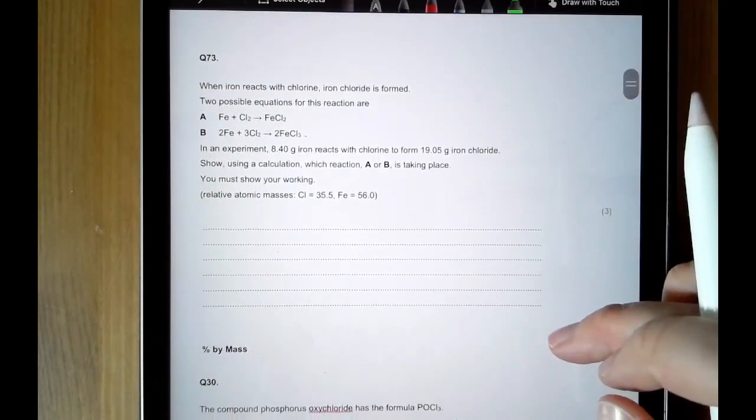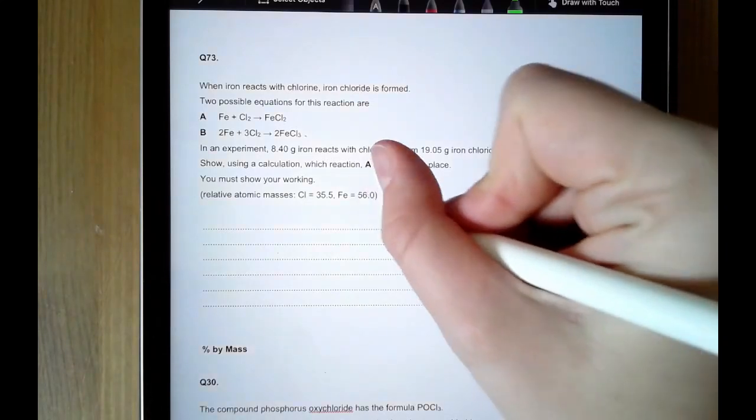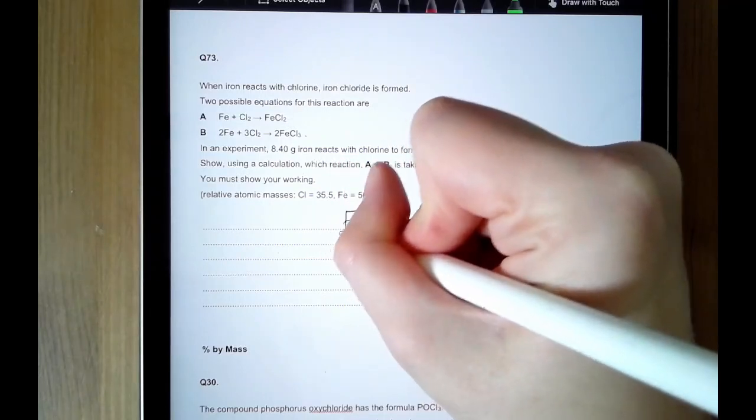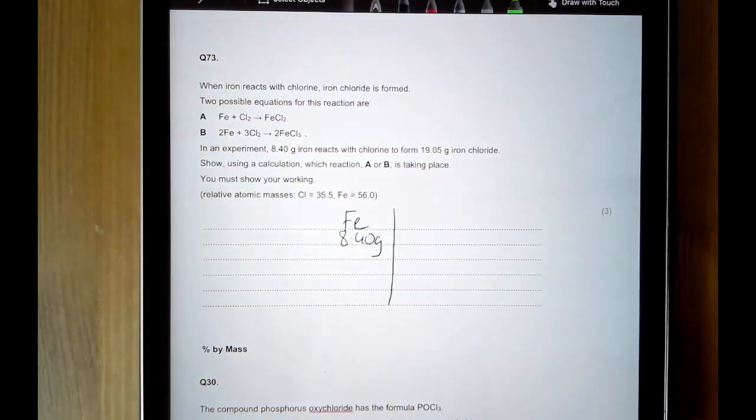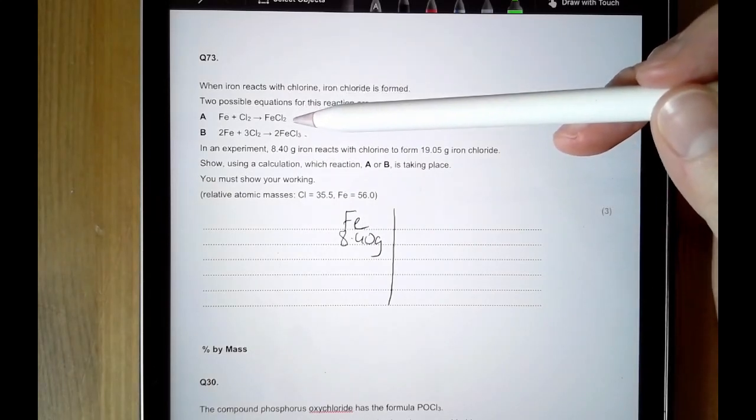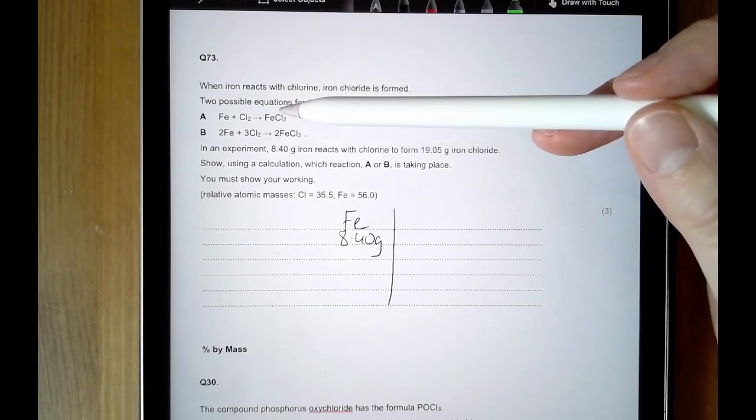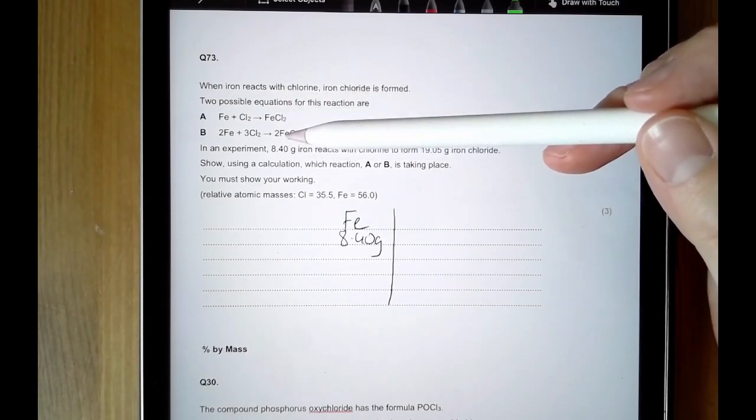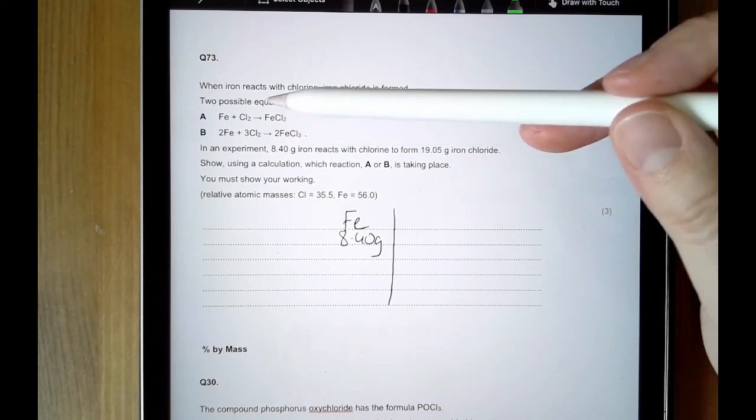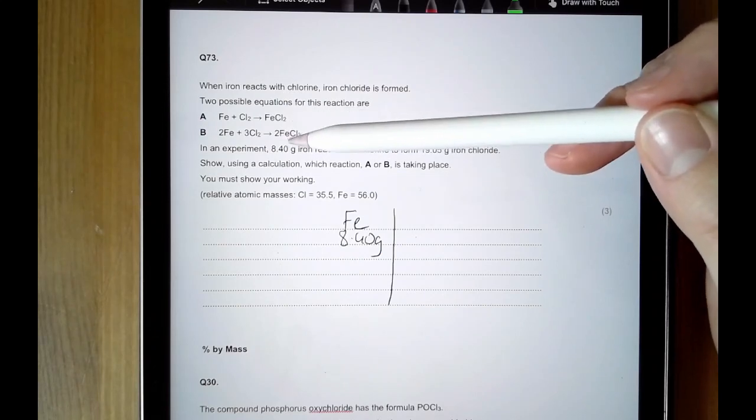The next question is similar, but slightly different. You're told you have got iron, 8.40 grams of it, and you're told it reacts with chlorine to form iron chloride. Now there are two different formulas for iron chloride, FeCl2 and FeCl3, because iron is one of the transition metals. You find it in the middle of the periodic table, and sometimes it has a +2 charge, so this would be the correct formula, and sometimes it has a +3 charge, so this would be the correct formula.